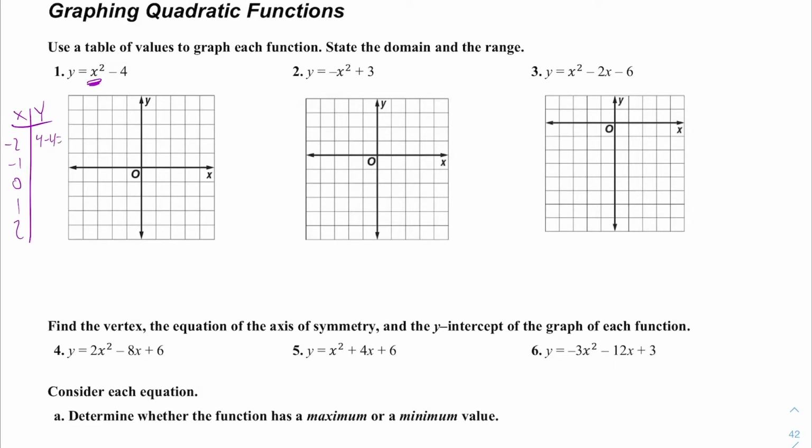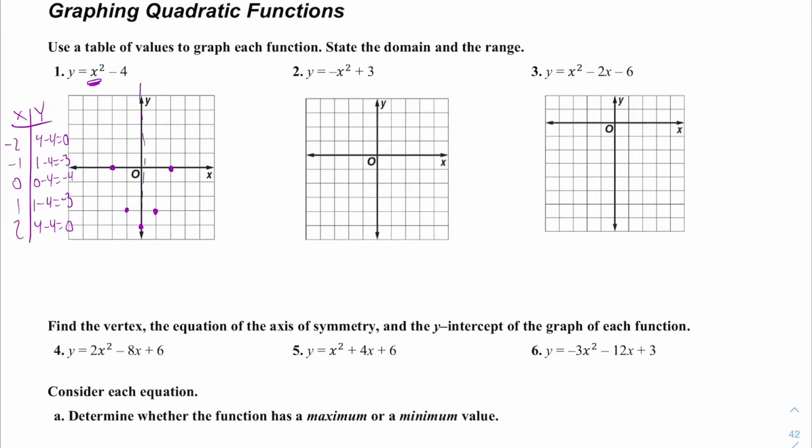So I'm going to square the x. -2 squared makes 4, minus 4, which makes 0. -1 squared is 1, minus 4 equals -3. 0 squared is 0, minus 4 is -4. 1 squared minus 4 again is -3. 2 squared is 4, minus 4 equals 0. So with this, we can graph it at (-2, 0), (-1, -3), and (0, -4), and then those same points are going to be reflected across 0.